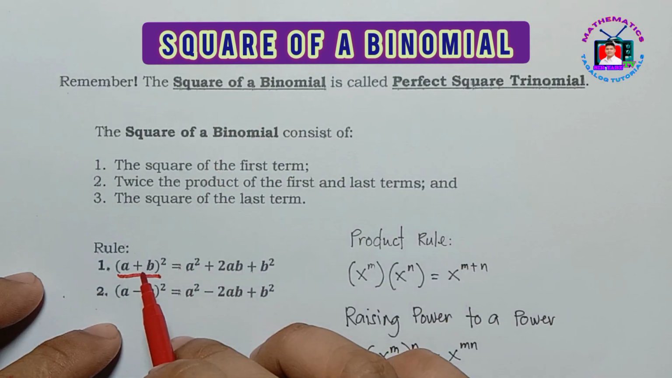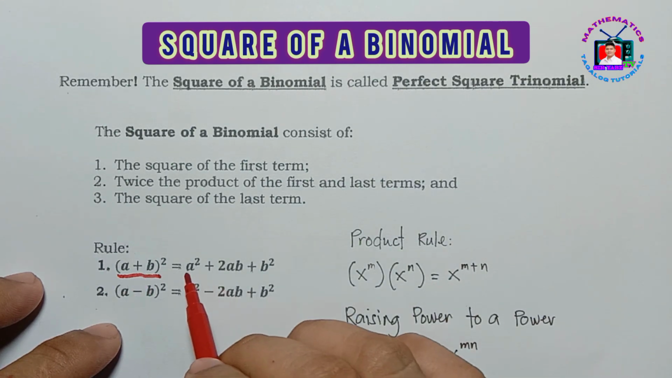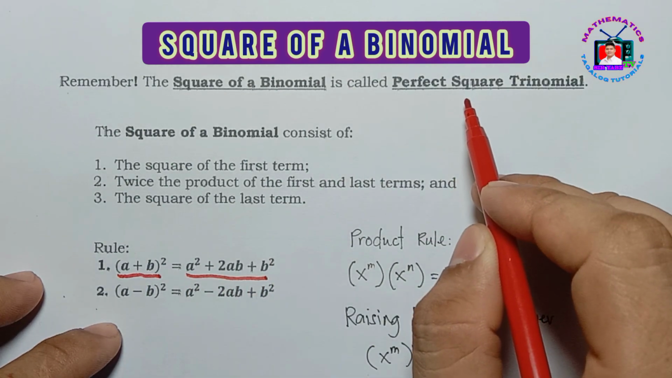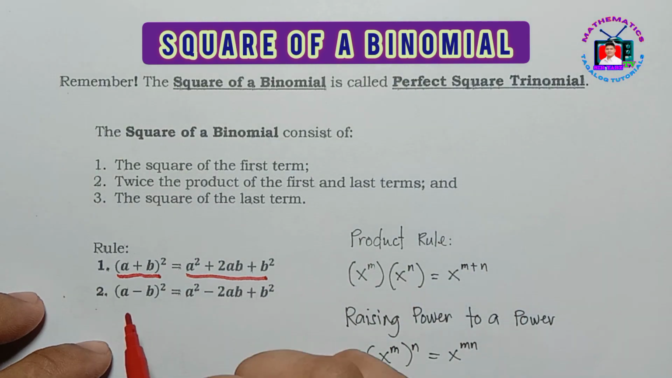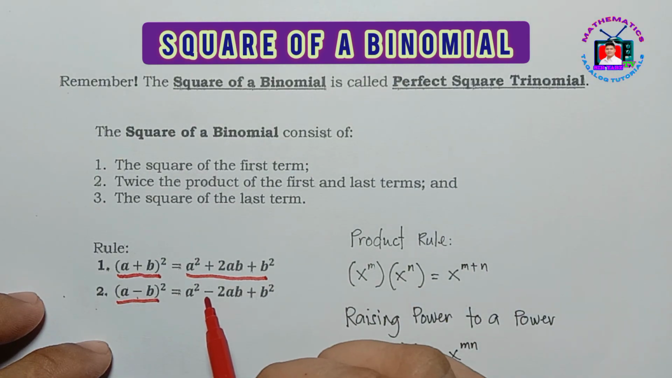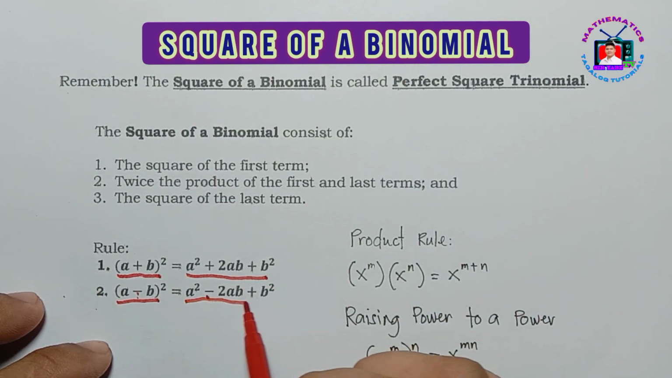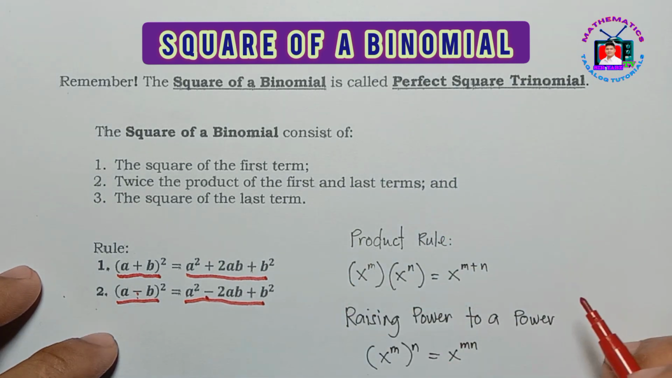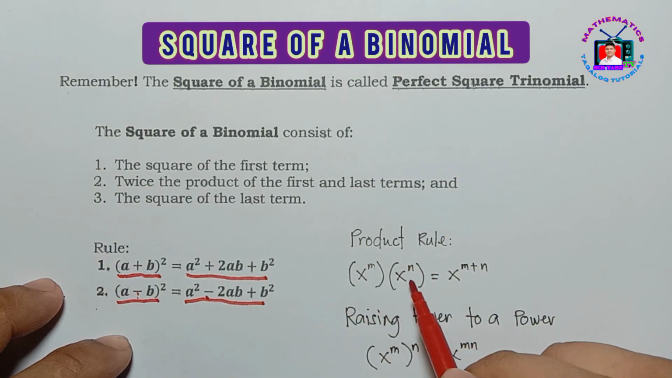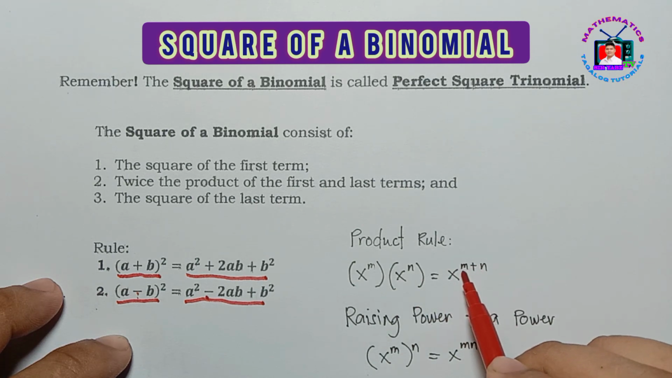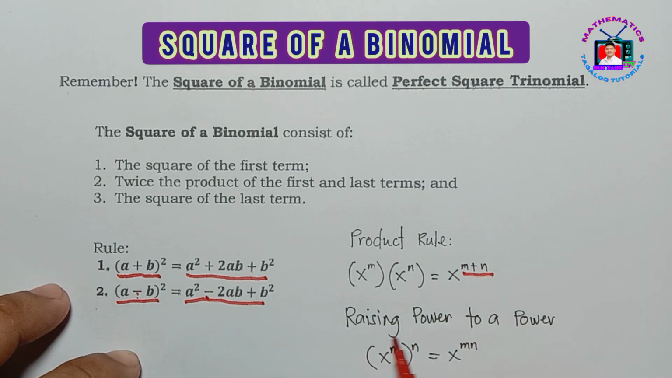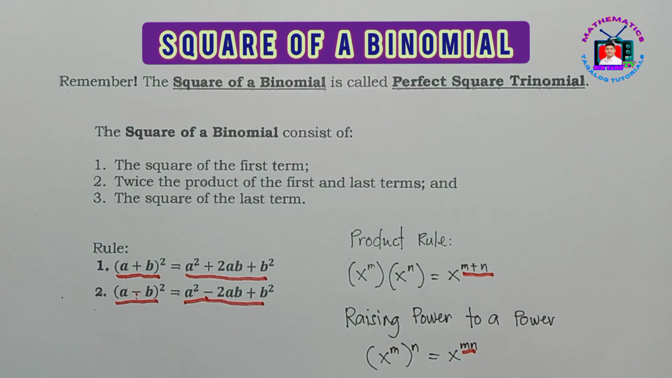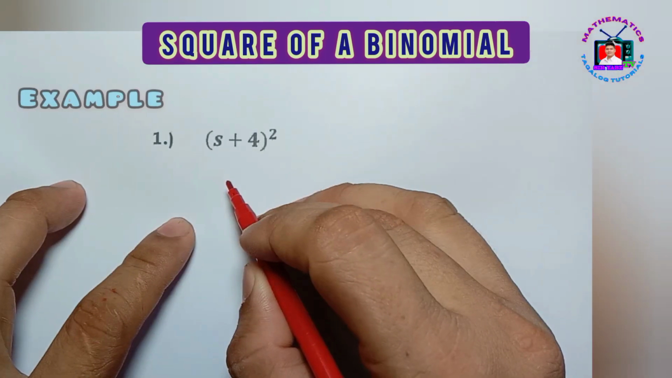So (a plus b) squared is the square of a binomial. Then the product, a squared plus 2ab plus b squared, is the perfect square trinomial. Okay, the same as for the minus. So we have two formulas to use. If plus, that's number 1. If minus, that's number 2. So remember the product rule: when we multiply variables, we add the exponents, and when raising a power to a power, we multiply the exponents. Okay, so let's try example number 1.